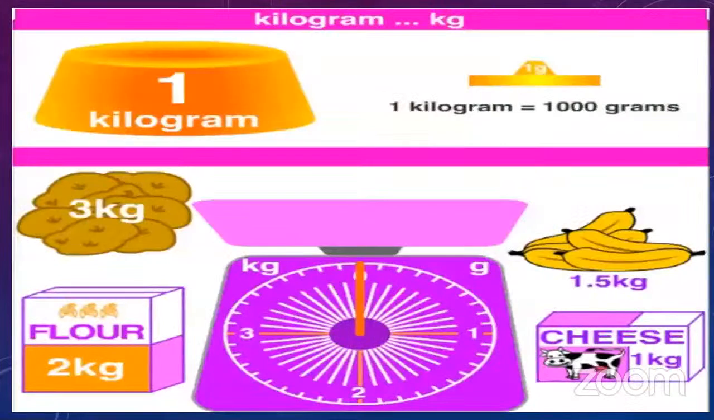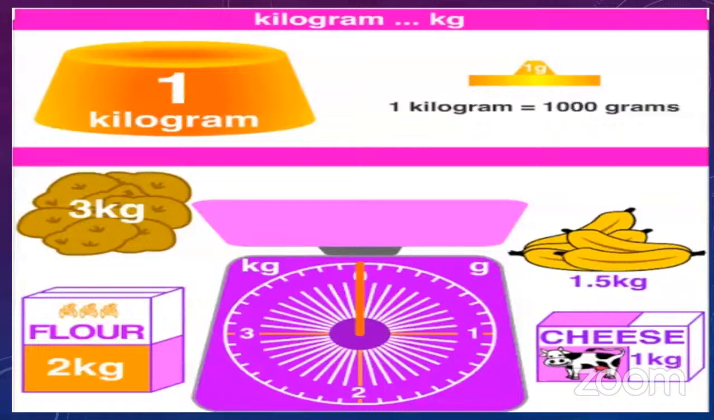Look at here now. Here is also one example. Here is a lump of jaggery, and its weight is 1 kilogram. Now here 3 kg of potatoes. This is also one type of balance scale which is used to see the mass of the things. So 3 kg of potato, and here 1.5 kg of banana. Here you can see the cheese packet, it is written 1 kg, it means 1 kilogram. And here you can see the flour, it is written 2 kg, so it means 2 kilogram.